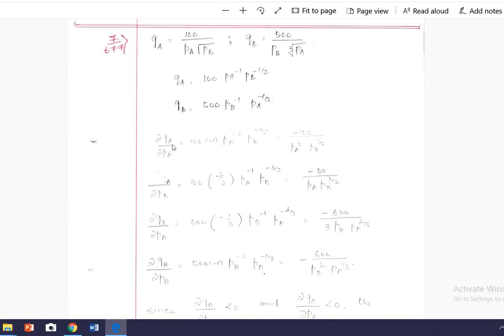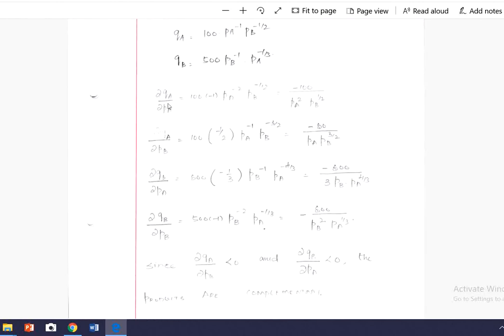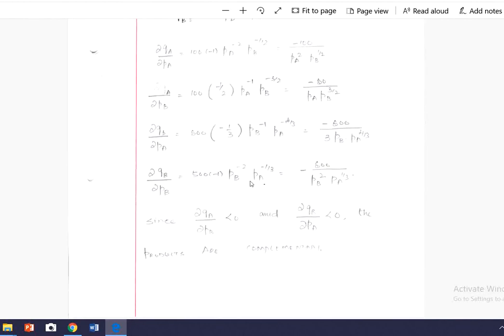So now how to find the partial derivative? Dou QA divided by dou PA. If you look here, I have done 4 different partial derivative functions: dou QA by dou PA, dou QA by dou PB, then dou QB by dou PA and dou QB by dou PB. These are the 4 functions we have to find, and from them we just consider the 2 functions, dou QA divided by dou PB and dou QB divided by dou PA. We'll have a look at them and then find it.